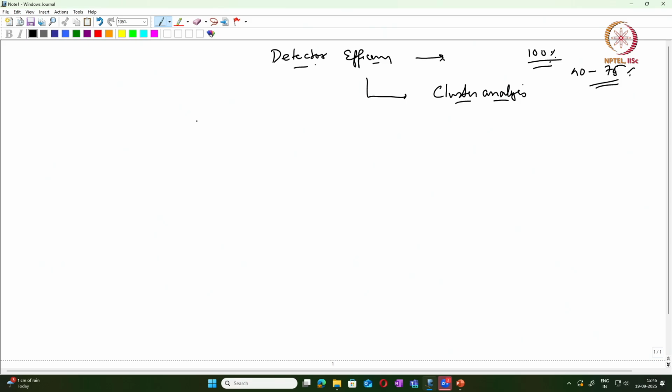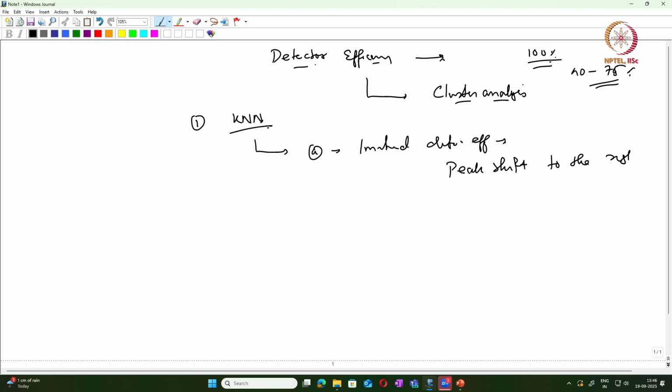First we will discuss the kth nearest neighbor, the effect of detector efficiency on KNN. It will affect in two ways. Limited detector efficiency induces, first, a peak shift to the right in the nearest neighbor distribution. Why will it shift to the right?